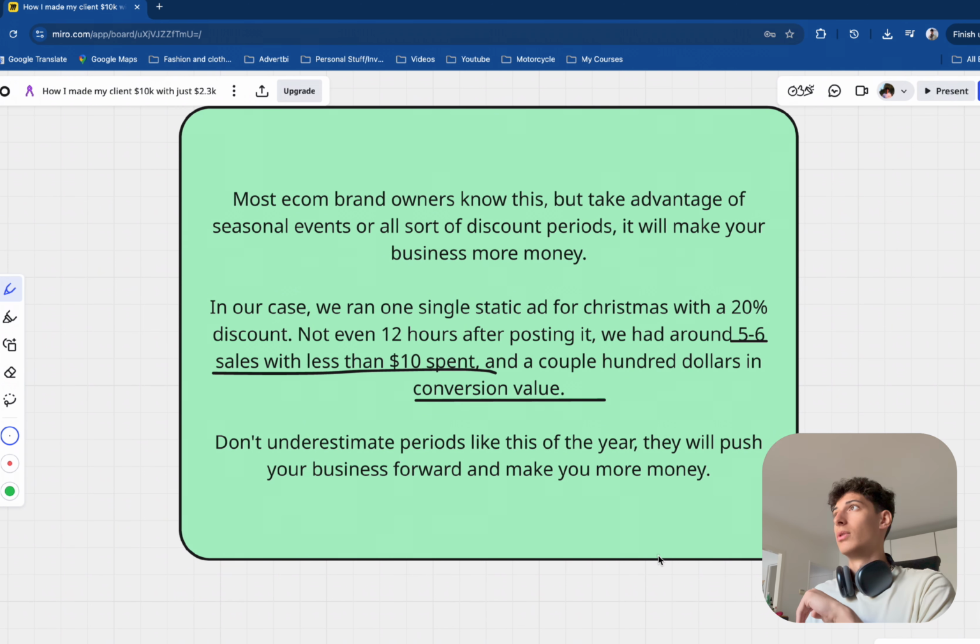Don't go underestimating these periods of time of the year because they will make you more money, especially if you do discounts. Even if you have a 48-hour flash offer, like 20% off of everything, and you run ads heavily on that, you'll definitely make money. Trust me. People love discounts. People love an incentive to come and buy. People will give you your money, but you have to give them a good reason to actually give it to you. Otherwise, they won't.